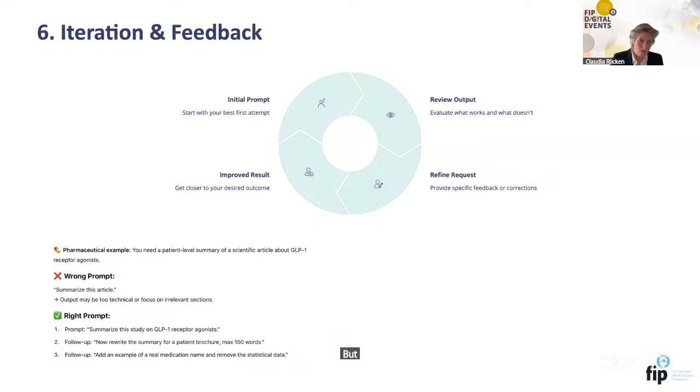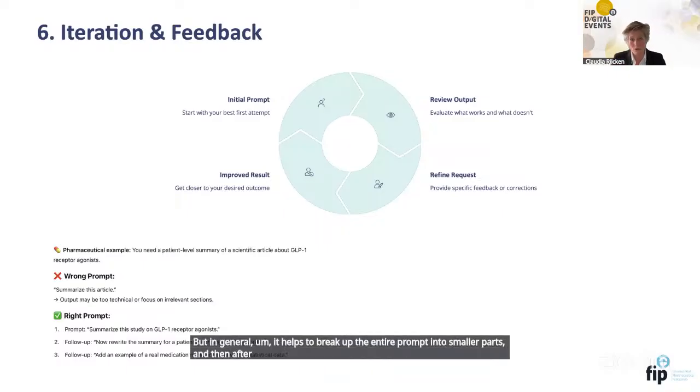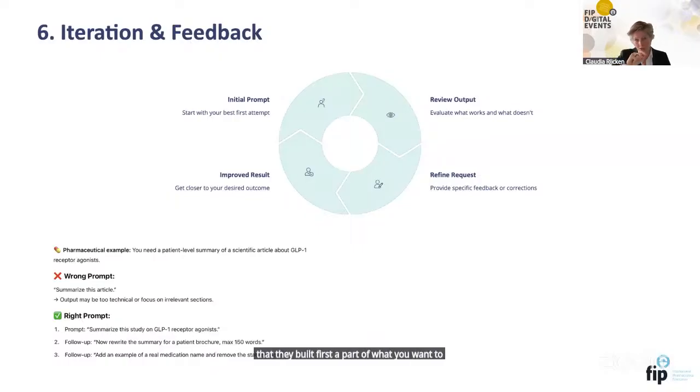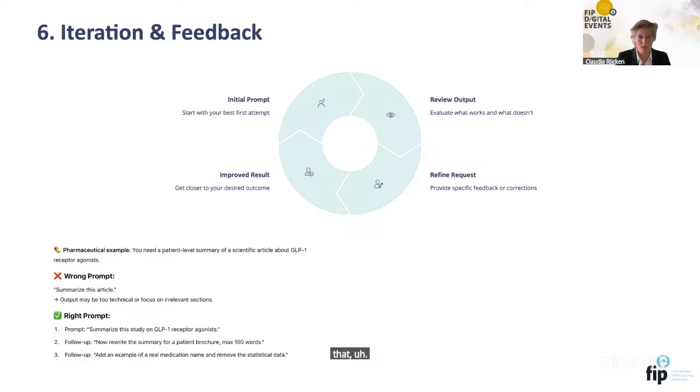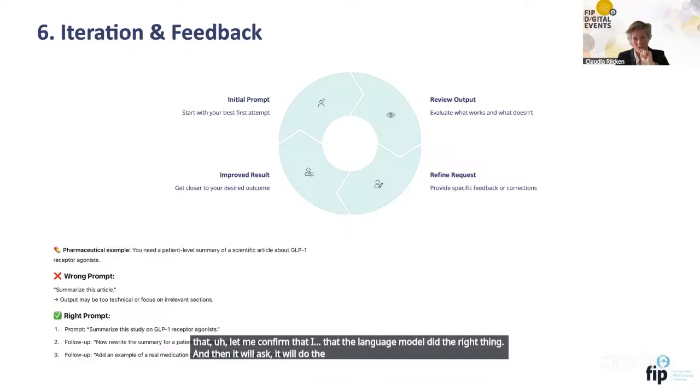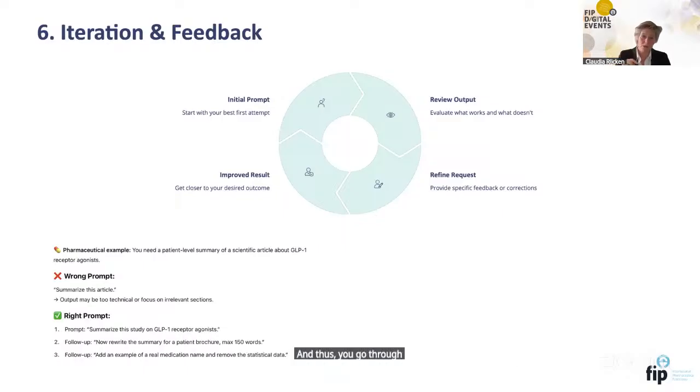But in general, it helps to break up the entire prompt into smaller parts and then ask the large language model for confirmation that it first builds a part of what you want to achieve. Let me confirm that the language model did the right thing, and then it will do the first part, and it will say, are you happy with the result? And you can say, well, I'm not happy, but I would like to change X and Y. The model changes it, and then it asks again, do you want me to continue? And thus you go through the process of building up the complex tool that you have.